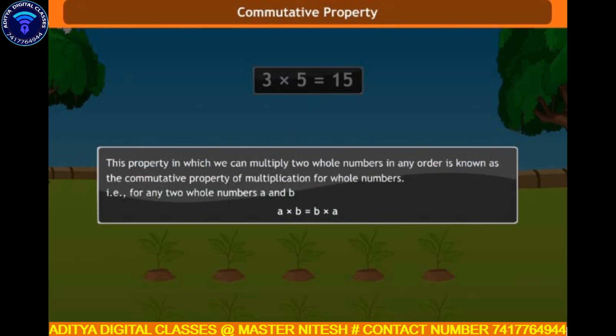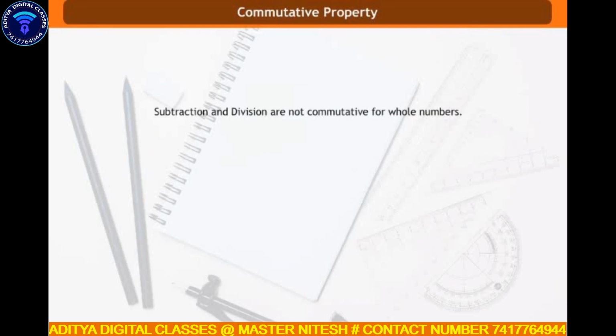This property, in which we can multiply two whole numbers in any order, is known as the commutative property of multiplication for whole numbers. That is, for any two whole numbers a and b, a into b is equal to b into a. Subtraction and division are not commutative for whole numbers.